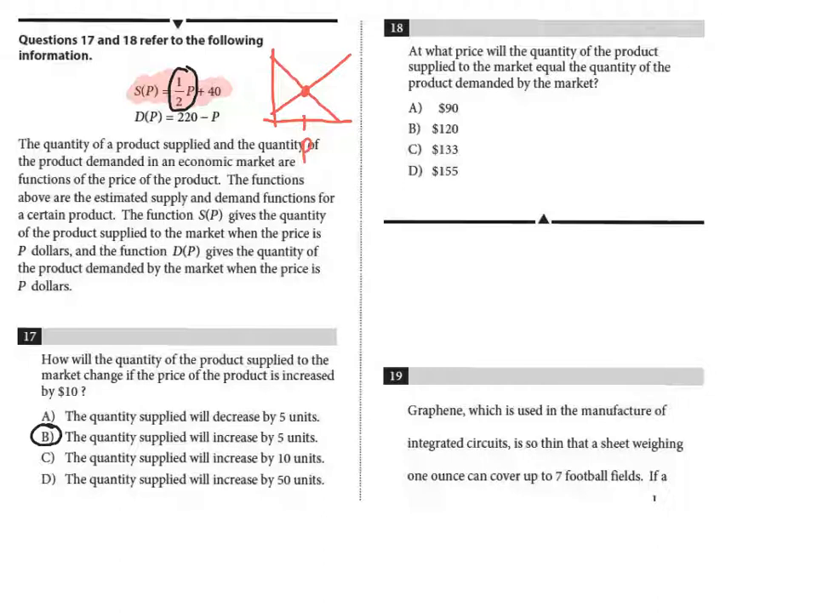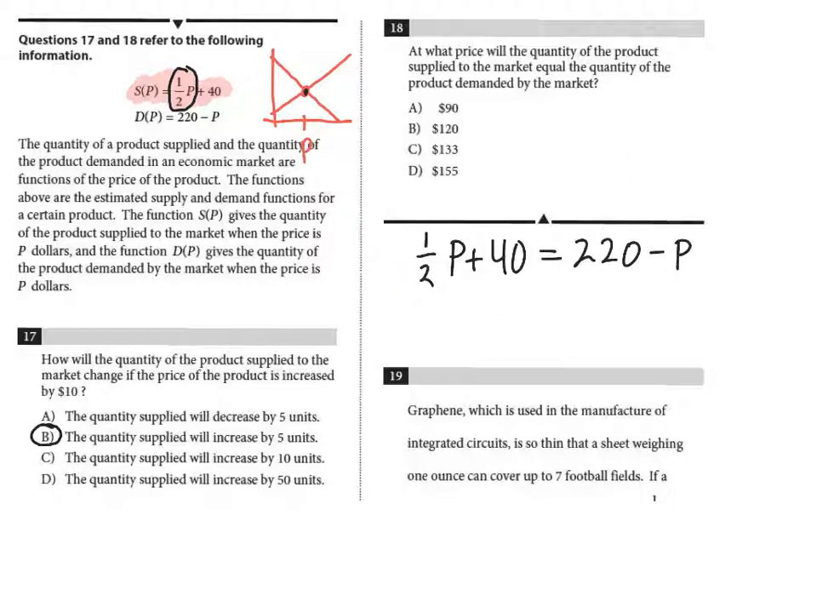Next problem, 18. At what price will the quantity of the product supplied to the market equal the quantity of the product demanded by the market? Well, again, we want to find this equilibrium point, this point where they meet. To do that, we're going to set these equations equal to each other. So we've got our supply function, and we're going to set that equal to our demand function.